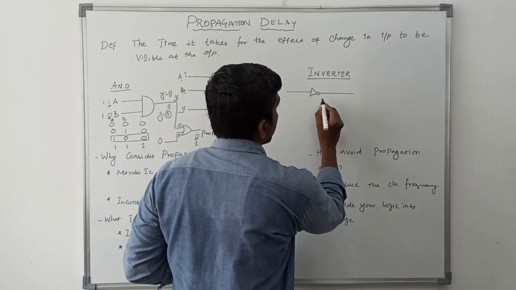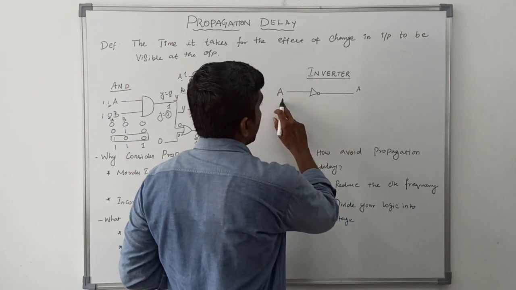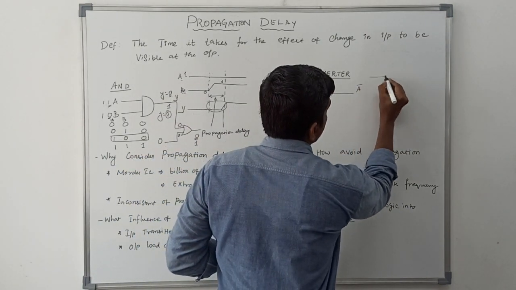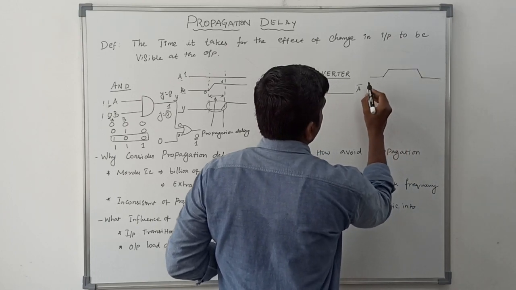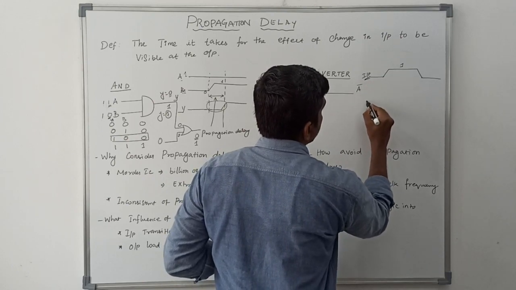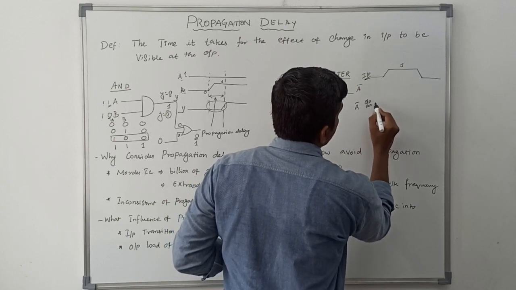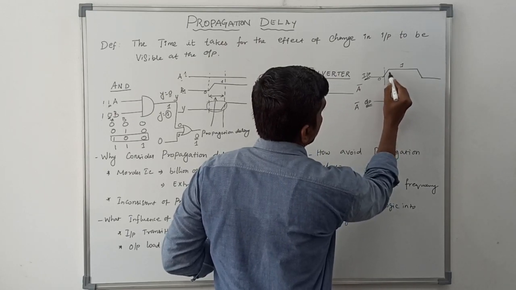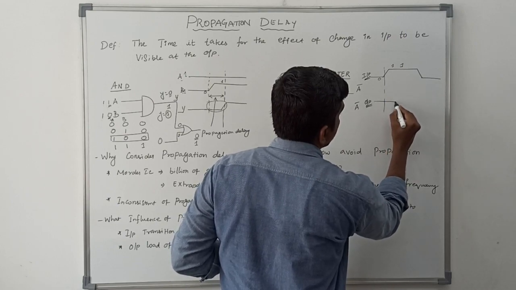Now I am going to explain the inverter. So here A and A bar: A is the input, A bar is the output value. Now the waveform. Here the A value is 1, this is the input waveform, then the output A bar value. Here the input value changes from 0 to 1, but it will take some time, 50% of the propagation delay.